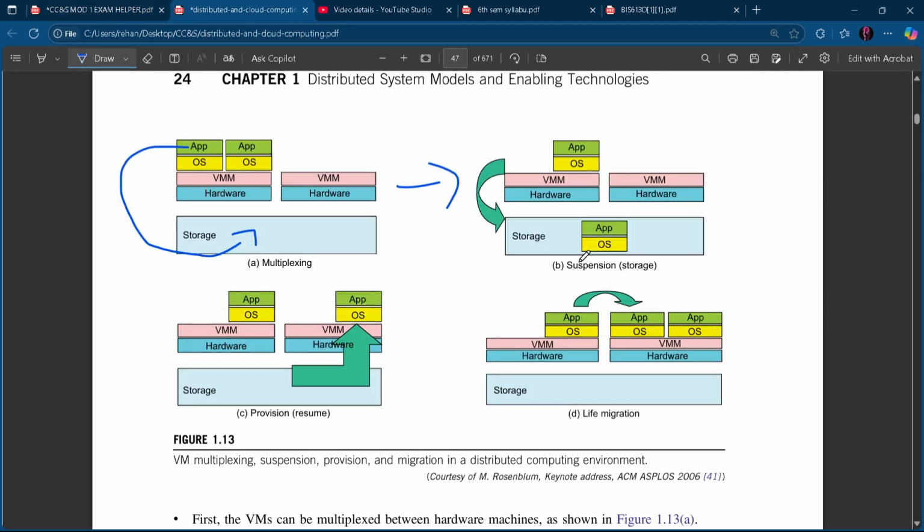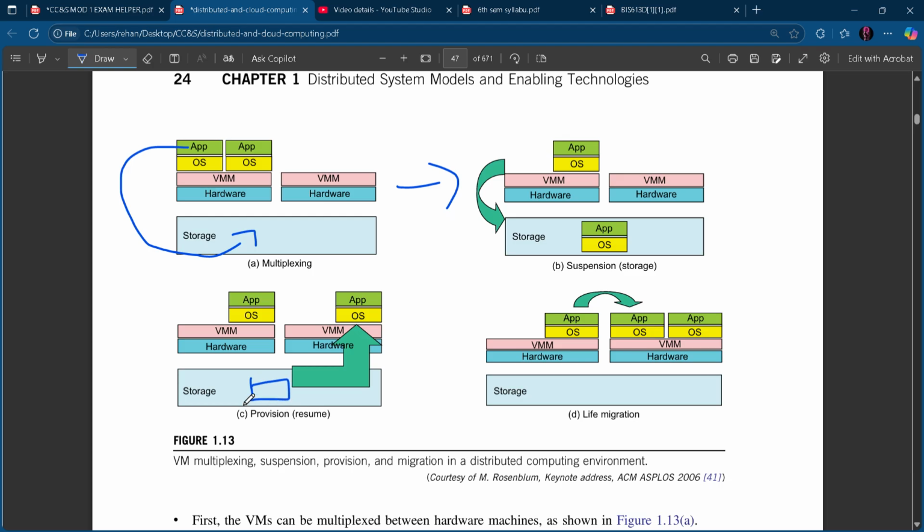Now you had this OS in the storage area. Now you are moving this OS, which you had over here, into a different VM. So a suspended VM can either go back to resume on the same hardware, or it can go to the next hardware.